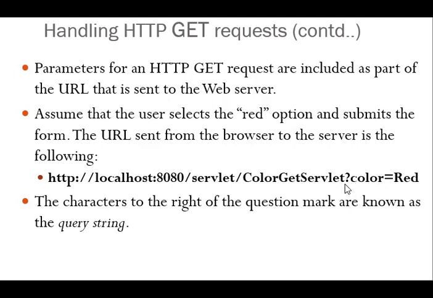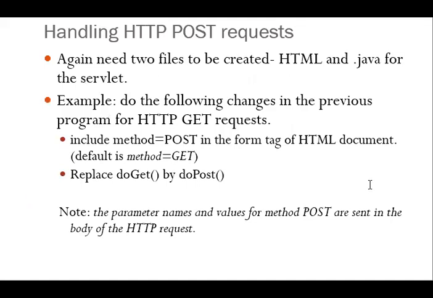Whatever is present after the question mark symbol is called a query string. This query string will have a format that is color is equal to red. If we have one more, then an ampersand will come here. Again, a name and value pair will occur. So we need two files to be created. One is the HTML, another one is a .java file.